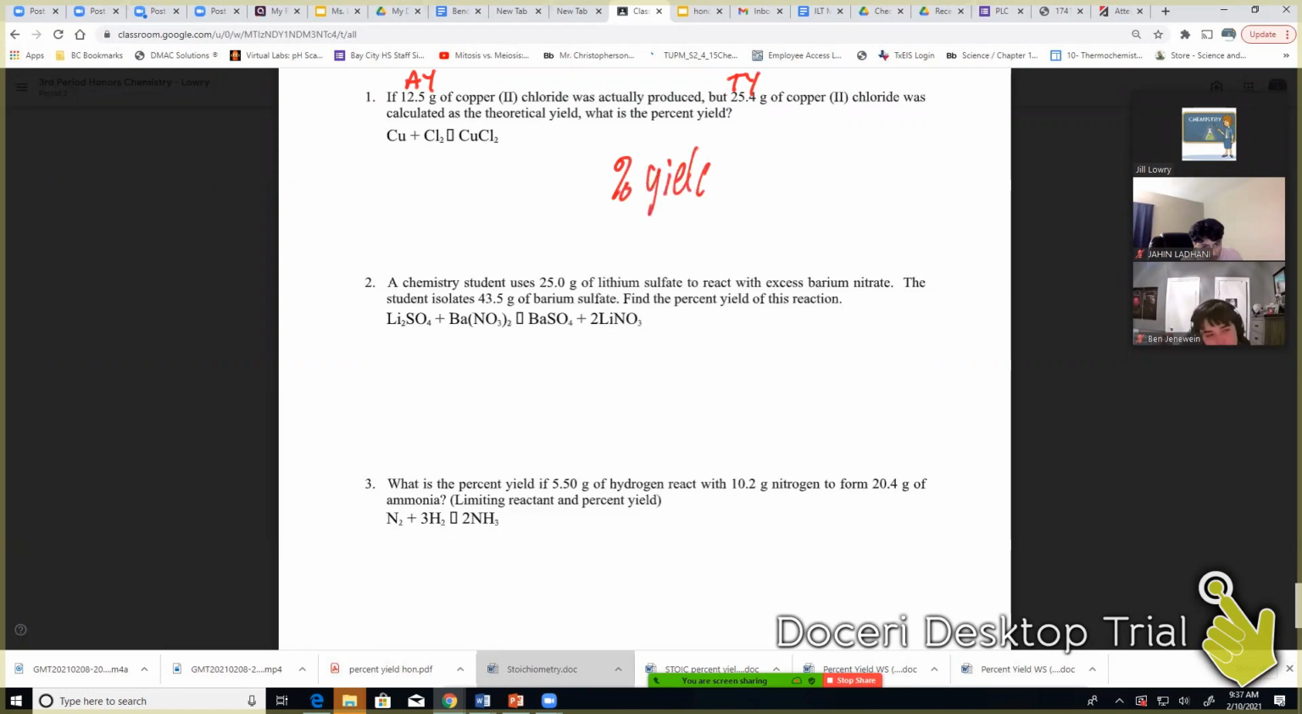So I'm assuming this is probably how y'all would like all of them to be. My actual, which should be my smaller number, divided by my theoretical, already calculated for me. I didn't have to do stoichiometry. And simply multiply by 100.